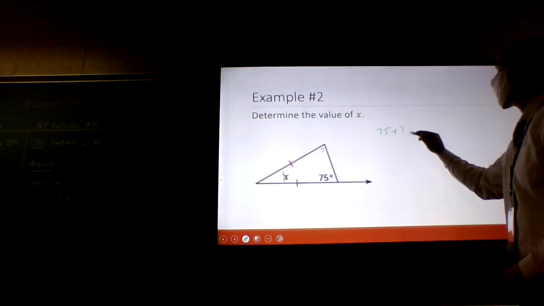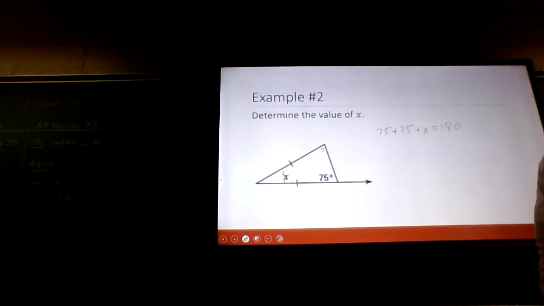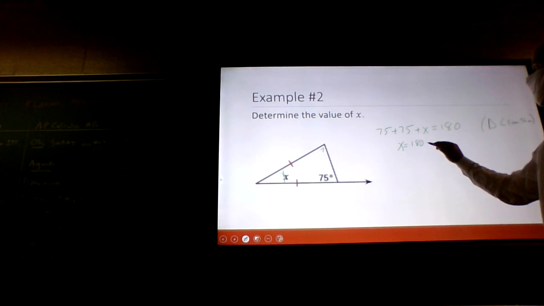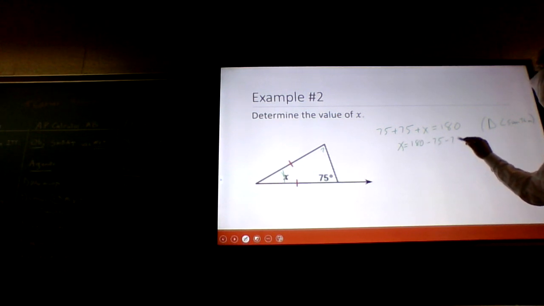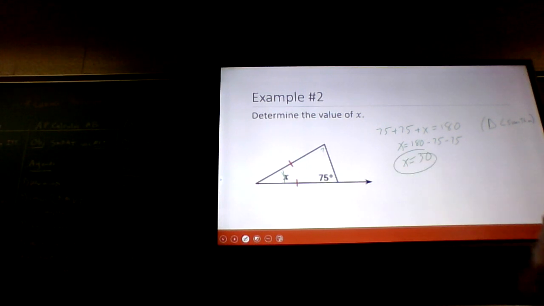I'm going to show a little bit more work, but it's the exact same thing that you just said. 75 plus x equals 180. That's by the triangle angle sum theorem. That goes way back to a previous chapter. All three angles of the triangle always add up to 180. So x, like Nolan said, is just 180 minus 75 minus 75. So x in this case is, I think, 30.